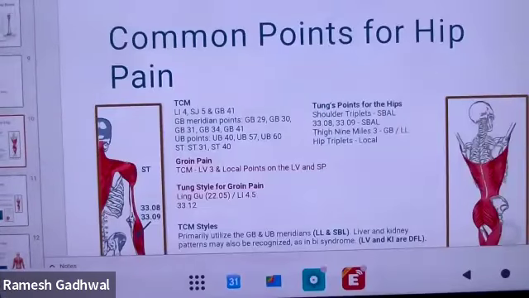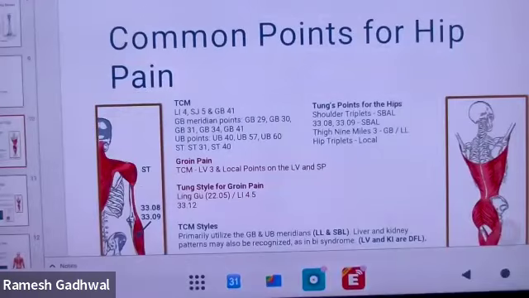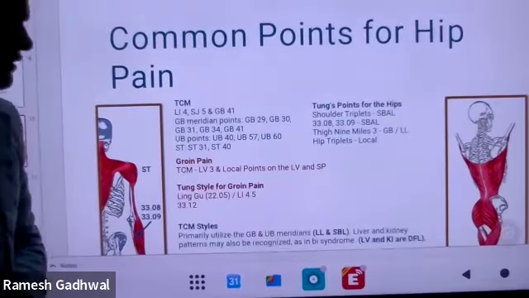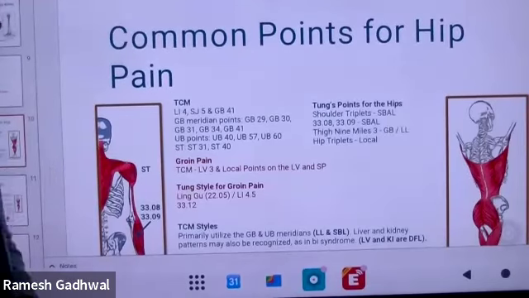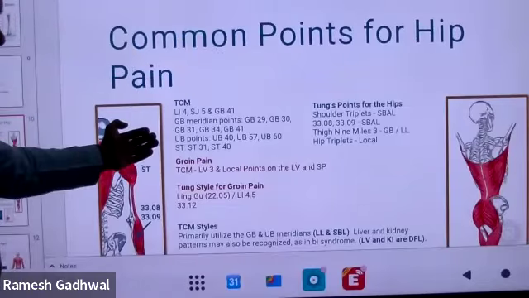Then in this session, you see TCM and Tong's points. TCM points LI4, San Jiao 5, gallbladder 41. Then GB meridian points gallbladder 29, gallbladder 30, 31, 34, and 41. Then urinary bladder 40, UB57, UB60, then stomach 31 and stomach 40, for use in hip area pain.